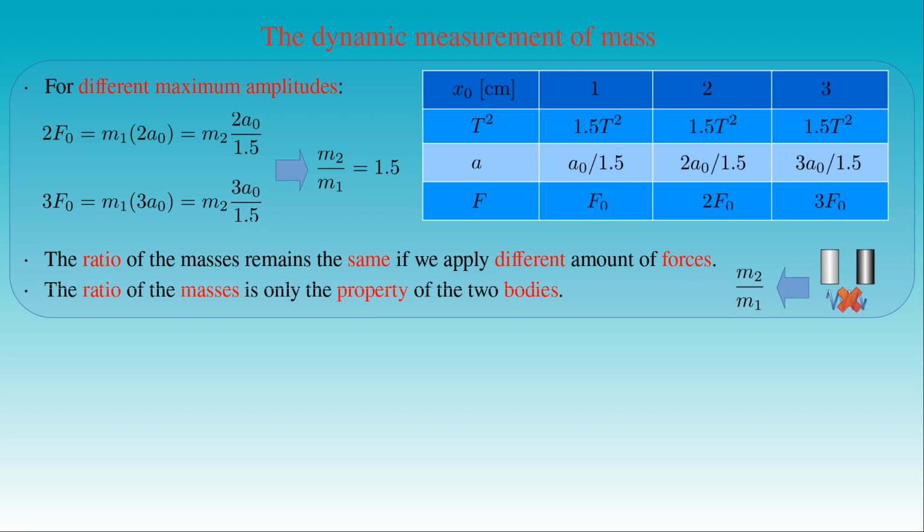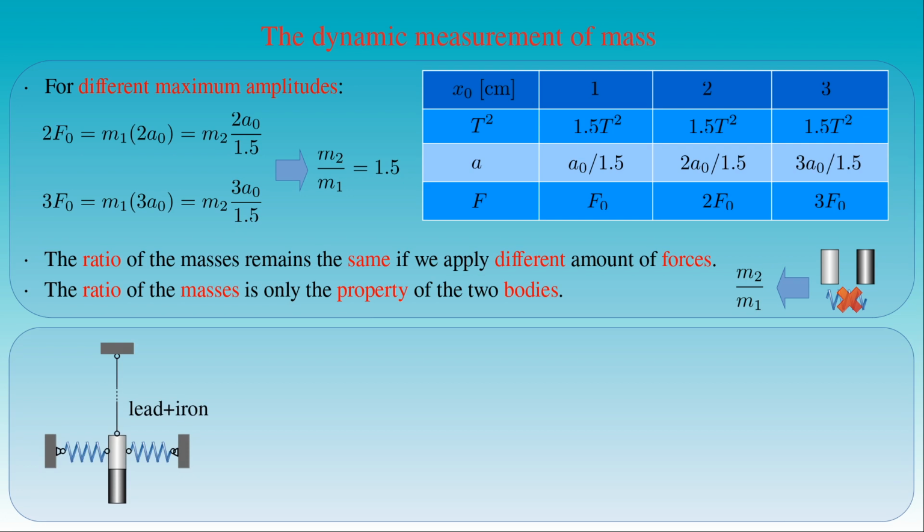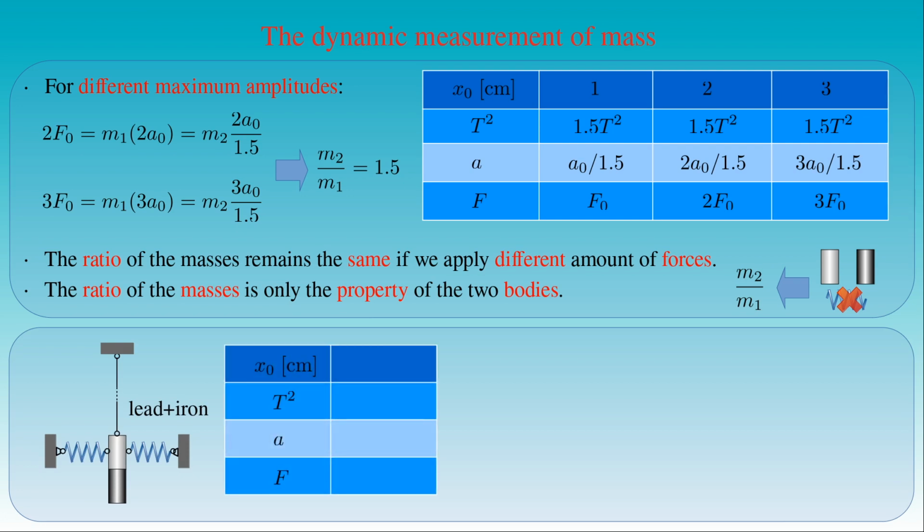This result proves that the ratio of the masses is only the property of the two bodies, and not related with the experiment setup. Now we can attach the iron cylinder to the lead cylinder, and measure the period of the simple harmonic motion performed by the compound of the cylinders. For the maximum amplitude of 1 centimeter, the force applied on the double cylinder is still equal to F0. By performing the measurement, we find that the square of the period of the oscillation is 2.5 times greater than the square of the one measured in the case of the single iron cylinder. That is, the ratio between the accelerations of the double cylinder and the single one is equal to 2.5.